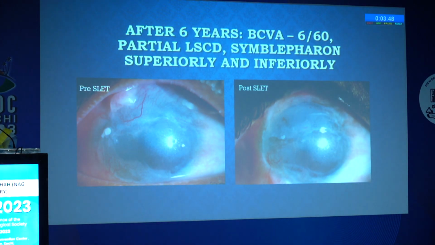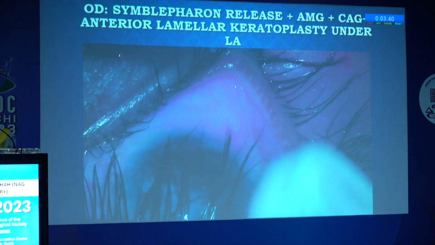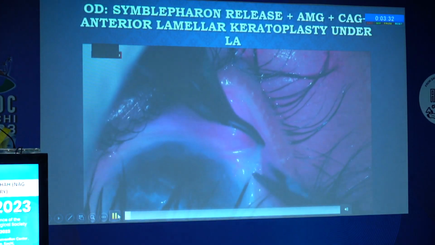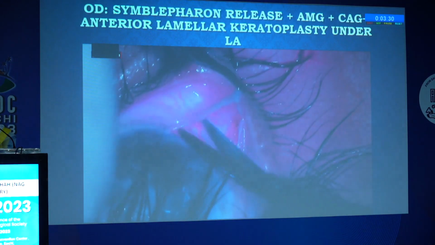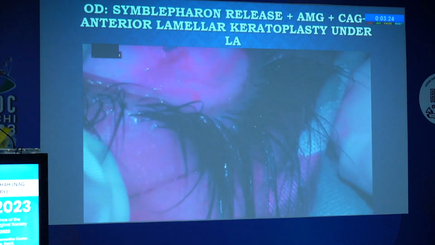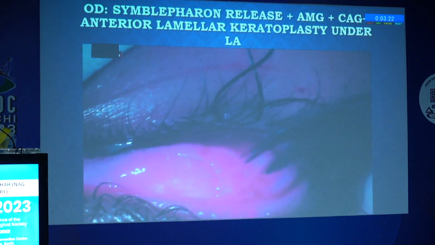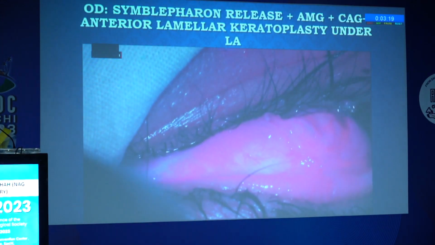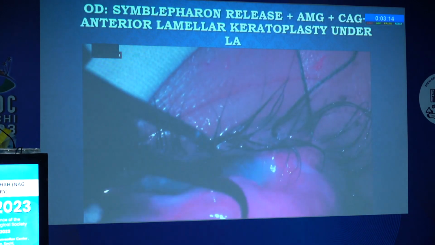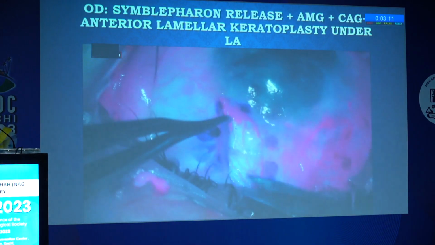The LSCD was better, but the cornea was still very hazy. So we took her up for a symblepharon release, along with amniotic membrane grafting, the conjunctival autograft and the anterior lamellar keratoplasty. So this is the superior, inferior fornix, which is the symblepharon, which is being released, so that we can put the speculum. This is the superior symblepharon. Here we are excising the symblepharon from the superior tarsus, and this is fibrin glue being put, and a piece of amniotic membrane which is secured there. Then we put the speculum and go ahead with the surgery.